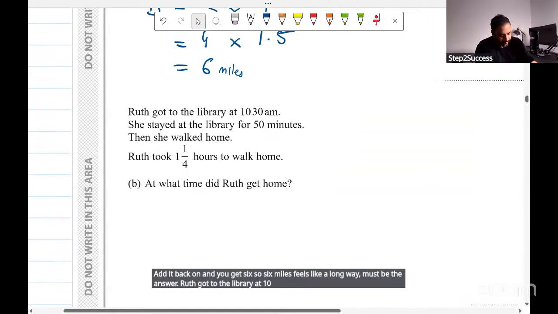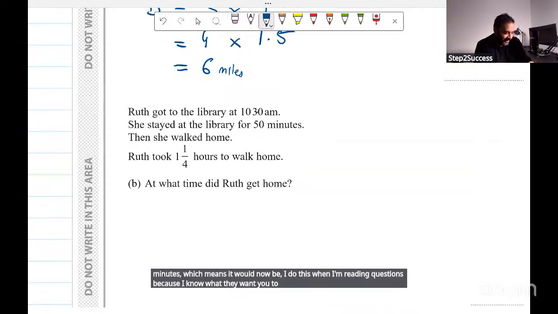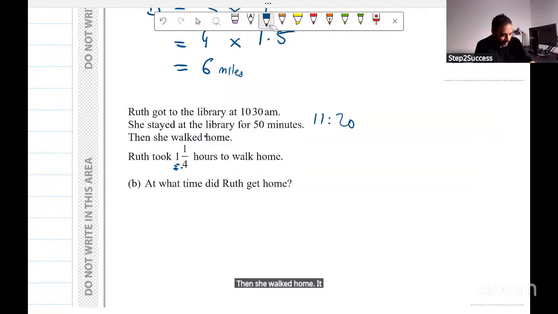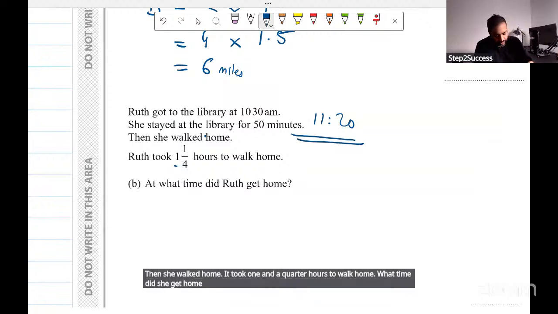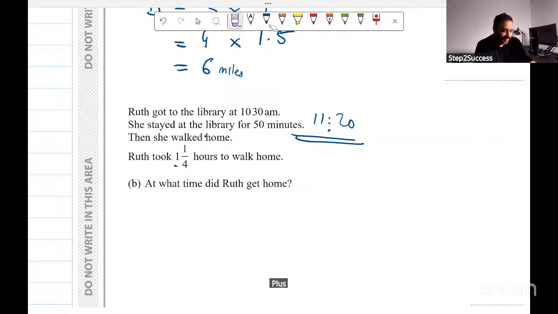Ruth got to the library at 10:30 a.m. She stayed at the library for 50 minutes, which means it would now be... I do this when I'm reading questions because I know what they want you to do. So if it's 10:30, if I add 50 minutes to that, it's now going to be 11:20. Then she walked home. It took 1.25 hours to walk home. What time did she get home? 1.25 hours after 11:20 is 12:20 plus another 15 minutes. A quarter of an hour is 15 minutes. So 12:20 plus 15 is 12:35.